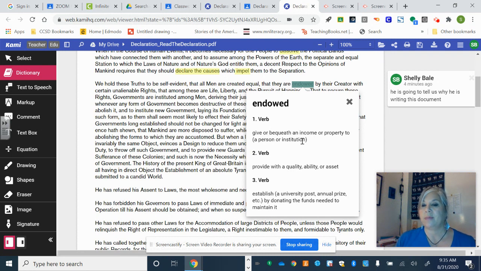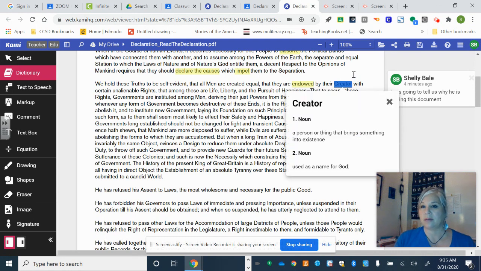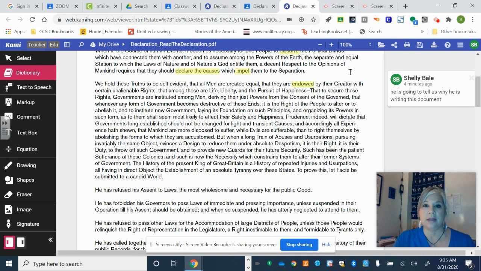So remember, a couple hundred years ago, people were very religious. Pretty much everybody did believe in God. But it could be any sort of higher power. That's why they use creator, so it doesn't sound so religious. They don't say by God here in this part anyways. So we hold these truths to be self-evident that all men are created equal and they are endowed, or they're given, by the Creator with certain unalienable rights.